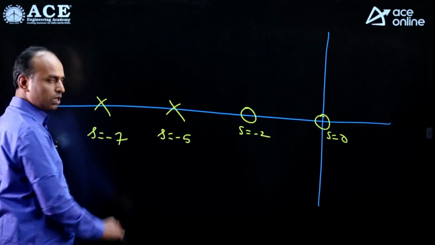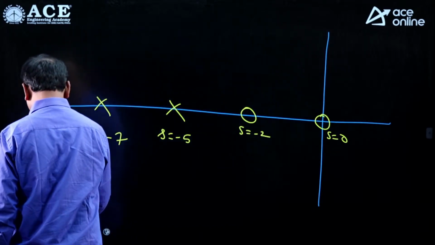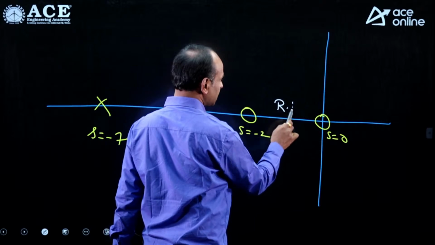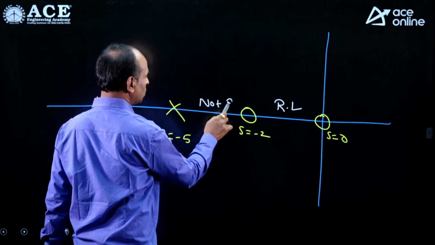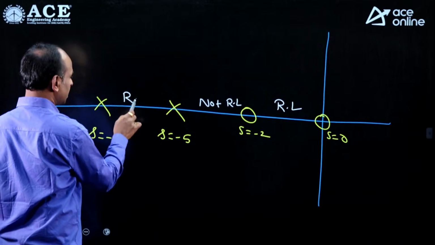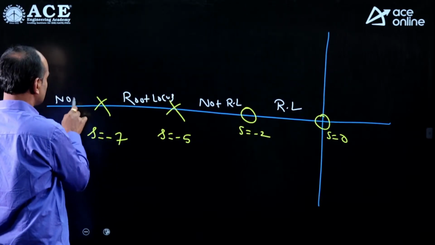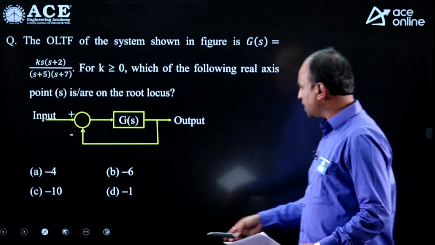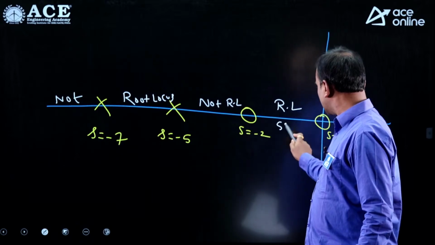Now we know the odd number condition. Observe, if the number of poles and zeros to the right is an odd number, then it is on the root locus. Otherwise it is not on the root locus. So from the given options, observe here. Obviously minus 1 is on the root locus. Check it, minus 1 here. Minus 1 is on the root locus.